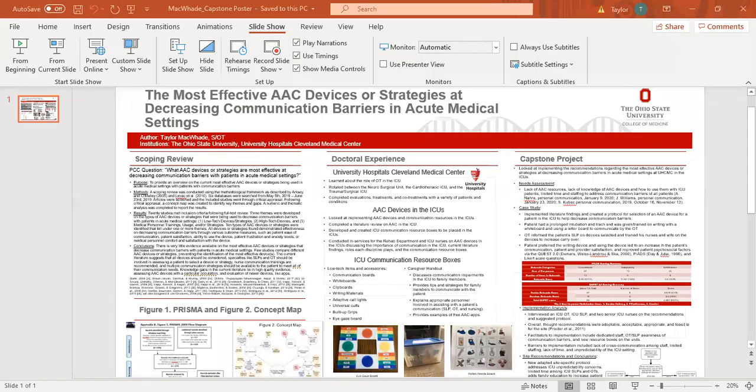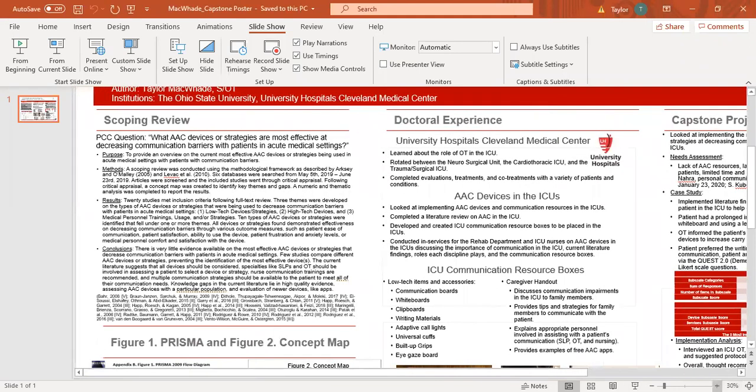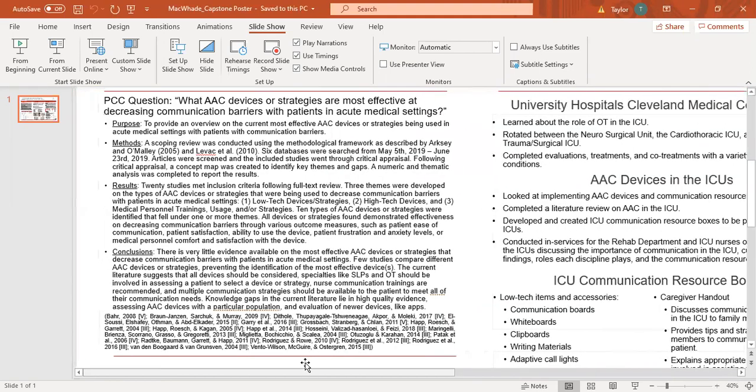So my capstone project looked at the most effective AAC devices or strategies at decreasing communication barriers in acute medical settings. To start, we'll look at the scoping review that was conducted, and this was done to look at the current literature surrounding this topic. During the research, it found 604 articles and an additional 416. After several steps, there were 20 articles that met inclusion and went through critical appraisal.